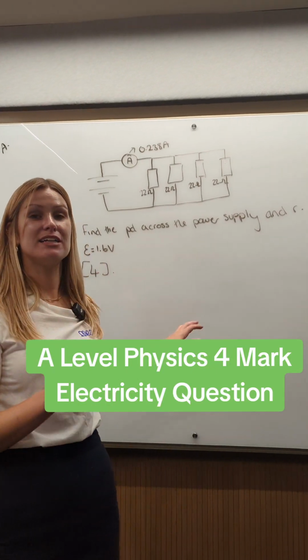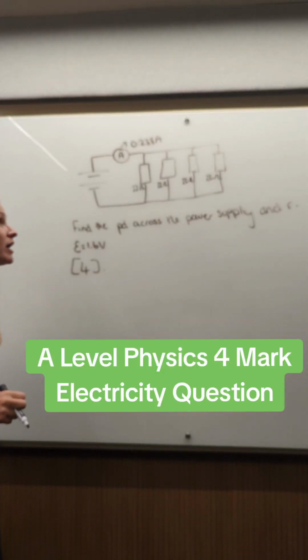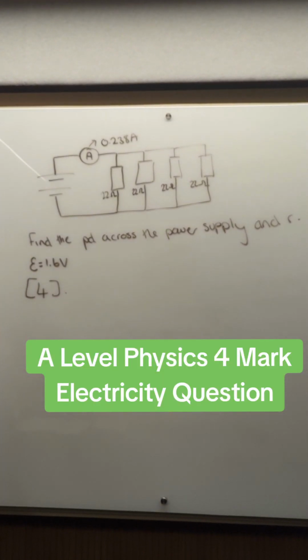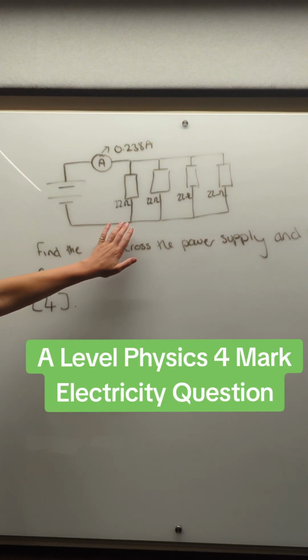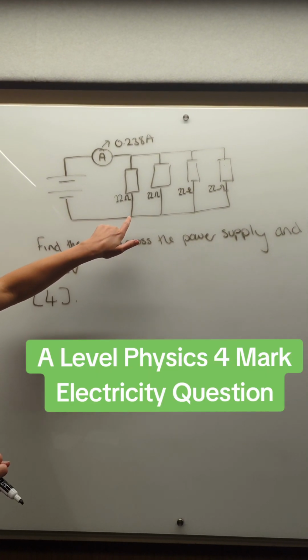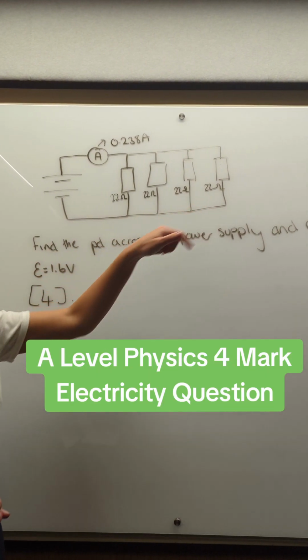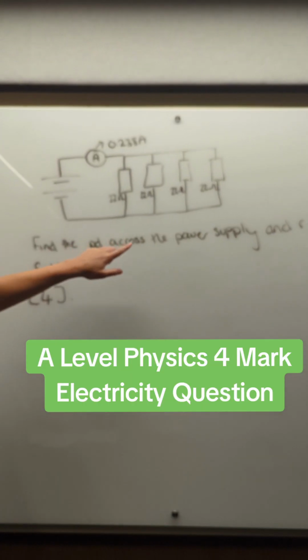So today we're going to tackle a little bit of electricity. This question looks quite similar to the ones you would have seen in GCSEs, but it's different because in A level, you have to be able to calculate the resistance when things are in parallel, okay? So it says we want to find the potential difference across the power supply.